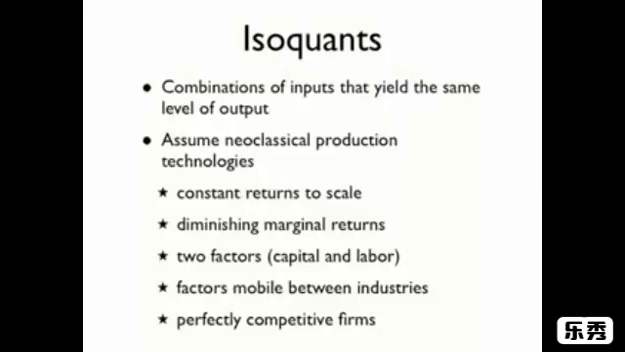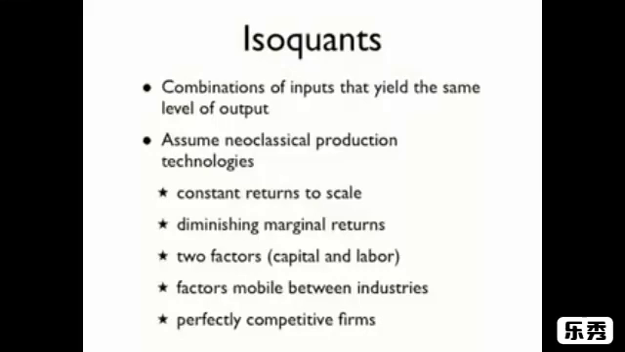For the particular versions that we will be using, we will assume that the firms have neoclassical production functions. That is to say that they exhibit constant returns to scale, diminishing marginal returns to an individual factor. The particular examples we'll use will have capital and labor used as inputs into final production. Factors will be mobile between industries without restrictions. And finally, we will be assuming that the firms are perfectly competitive in both final product markets and input markets.